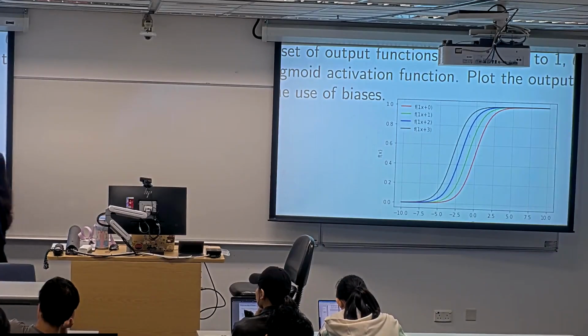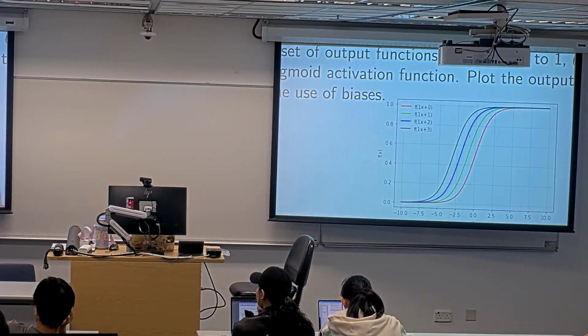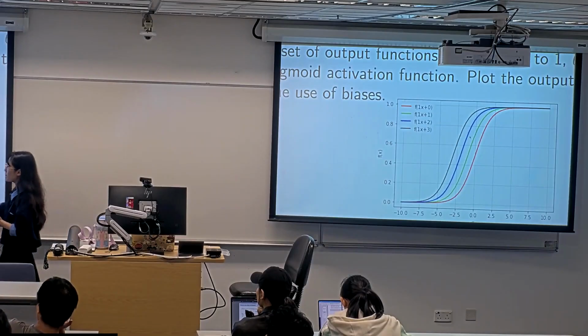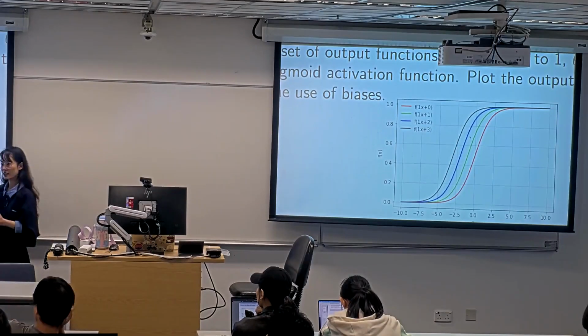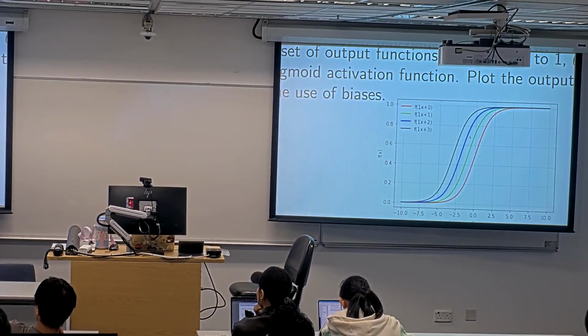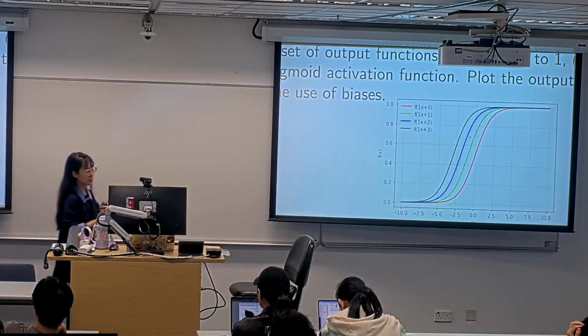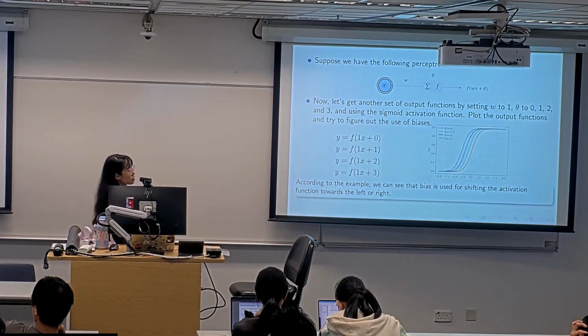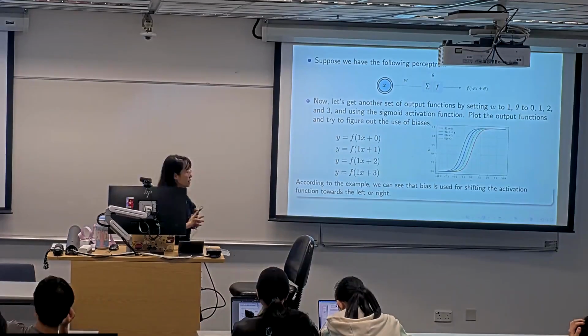But we find that since W is always 1, the steepness is the same for these 4 functions. The only difference is that they shift along the x-axis. Like this is f(x plus 3), so it's shifted compared with the red one. The red one has theta equal to 0, and the others keep shifting along the x-axis. So through this example, we can see that bias is just for shifting the activation function left or right, depending on the value of theta.